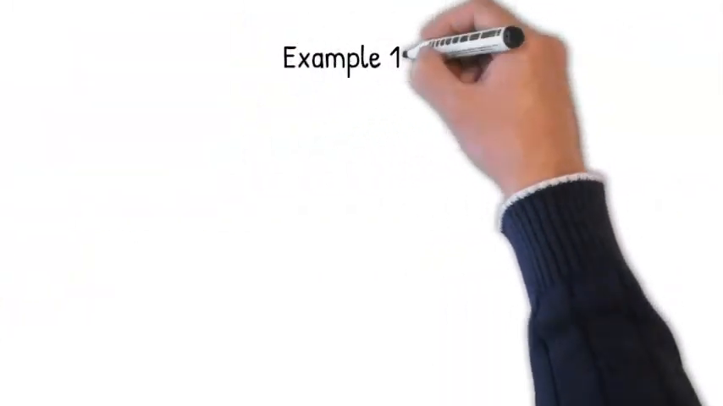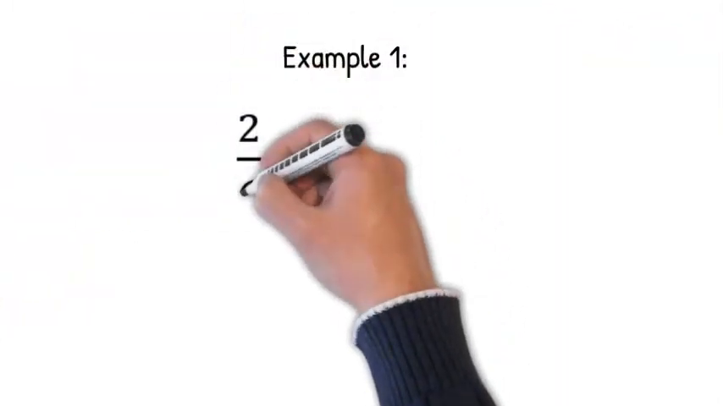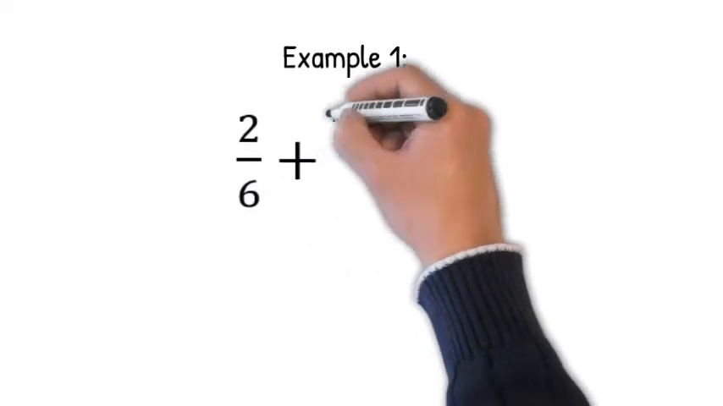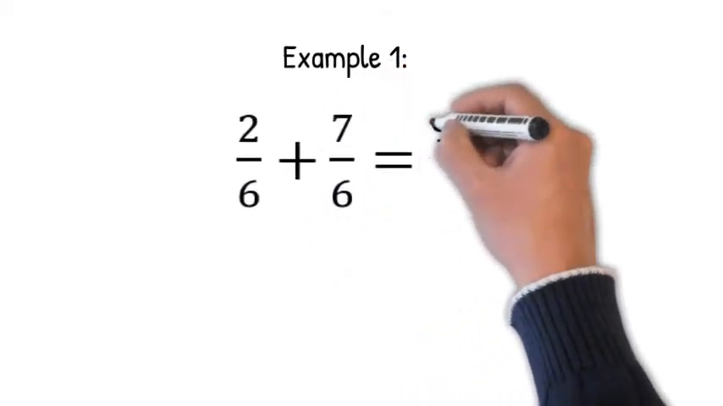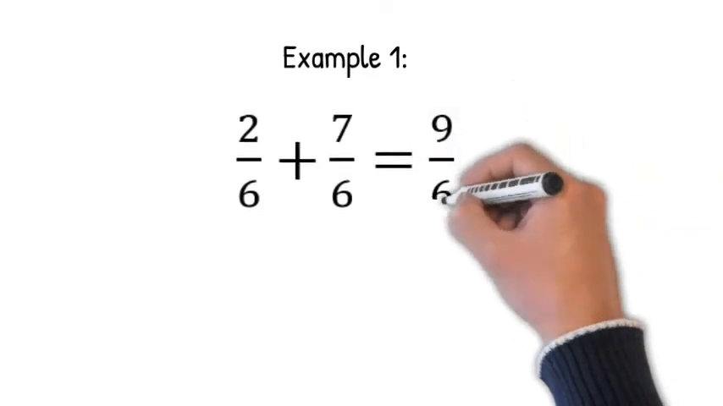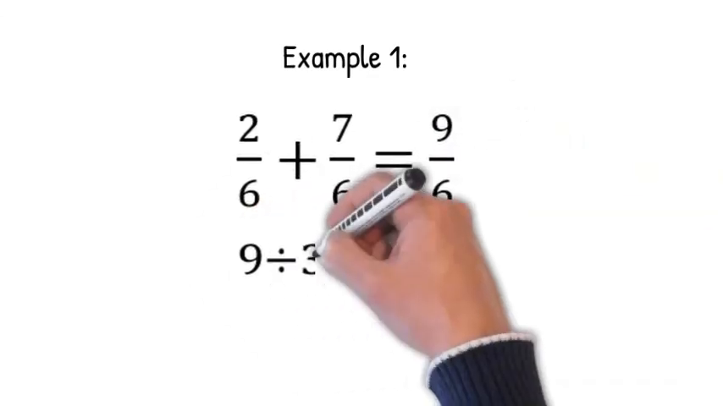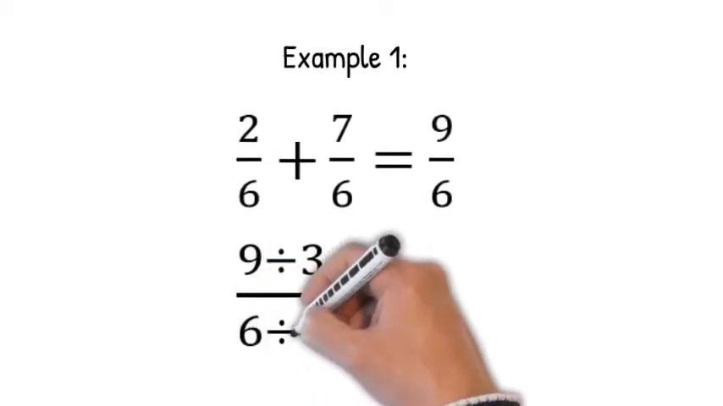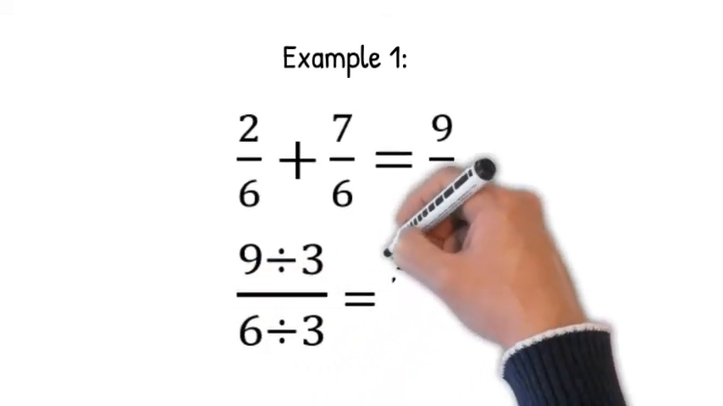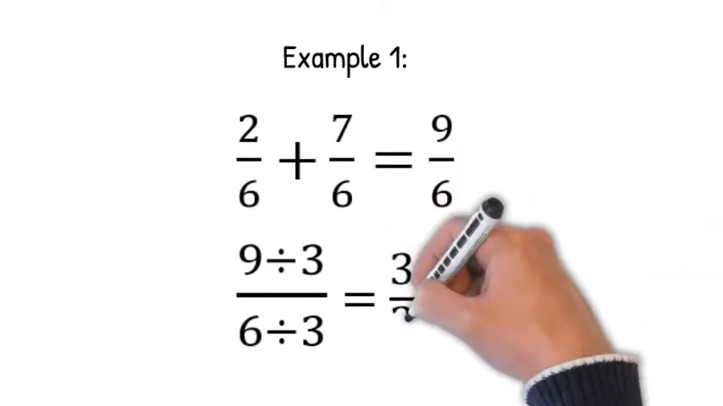Example number 1. 2 over 6 plus 7 over 6. What we should do is add the numerators, 7 plus 2 is equal to 9, and copy the denominator, which is 6. Reduce the answer by dividing both numerator and denominator by 3. 9 over 3 over 6 over 3. The final answer is 3 over 2, or 3/2.